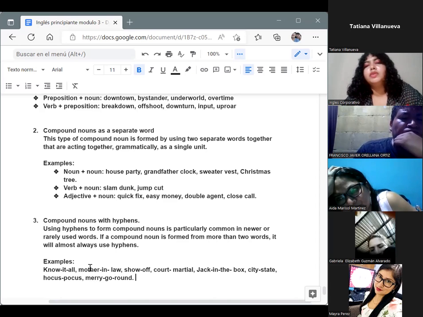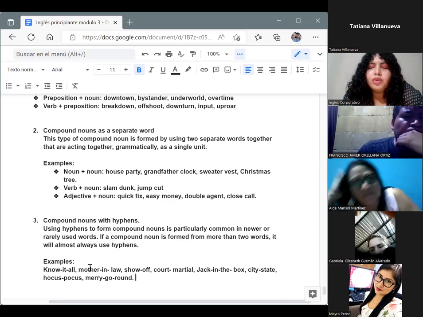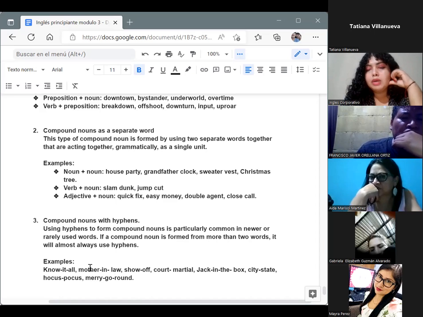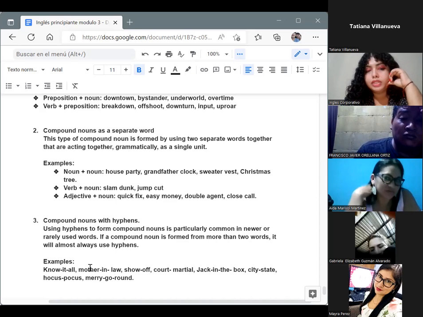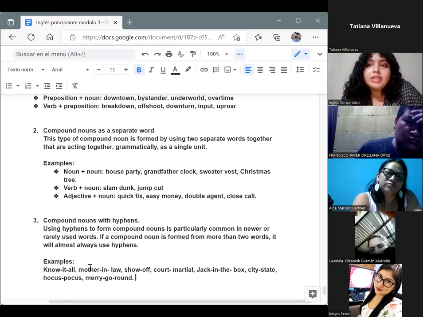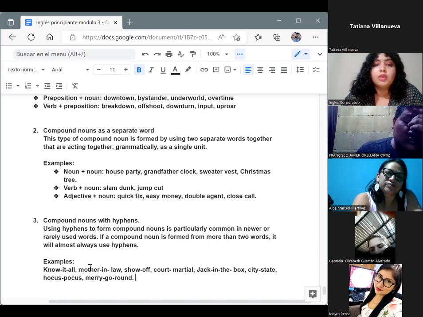So in that case, we need to be careful with the way we write those compound nouns, because in this case you need to write the hyphens, and if you're not, you are not using this compound noun, you are just using separate words to express another thing.